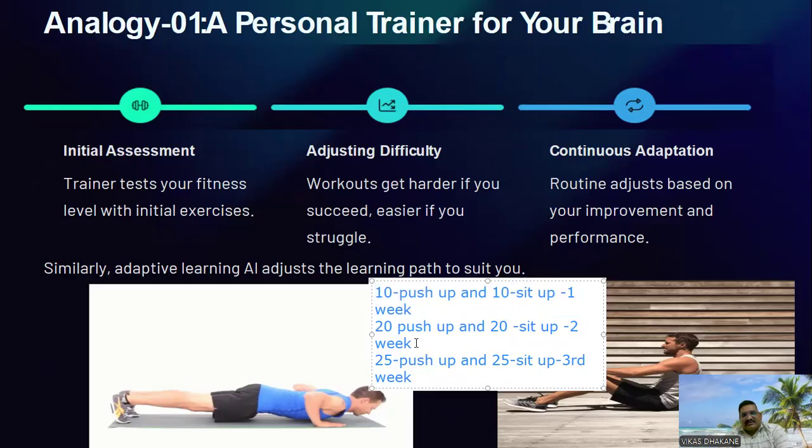But after assessing your workout in the first week, the gym instructor observes that you are feeling pain and you are complaining that you can't complete 10 push-ups and 10 sit-ups every day. So then what can he do? He can reduce it to 5 push-ups and 5 sit-ups. Okay. So what is he doing here? He is doing the adjustment.